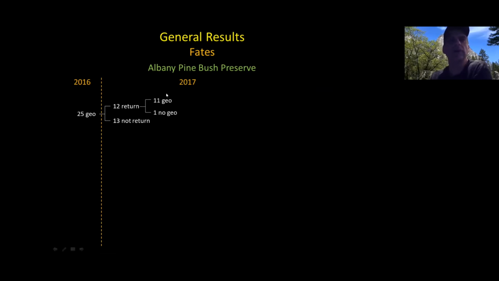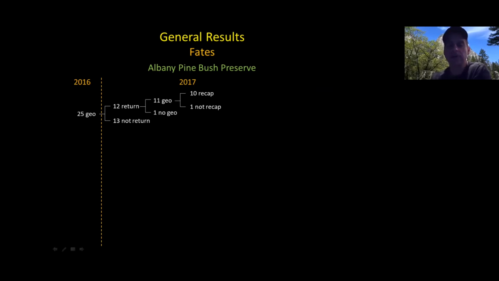Okay, so what happened to all these birds that were in our study? Well, in the Pine Bush, we started with 25 birds with geolocators. In 2017, 12 of them returned, and 13 of them either did not return or we could not relocate them. Of those 12 birds that returned, 11 of them were still carrying their geolocator. One of them was able to give it the slip. Because we do not know when this bird dropped its geolocator, I excluded it from the analysis.